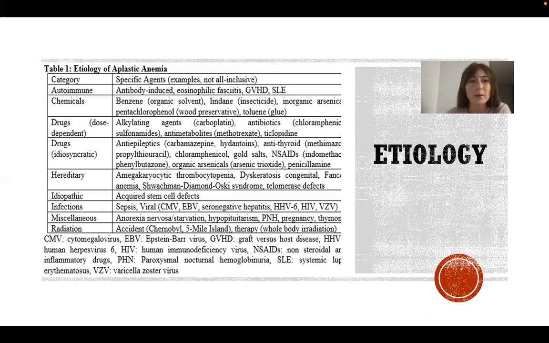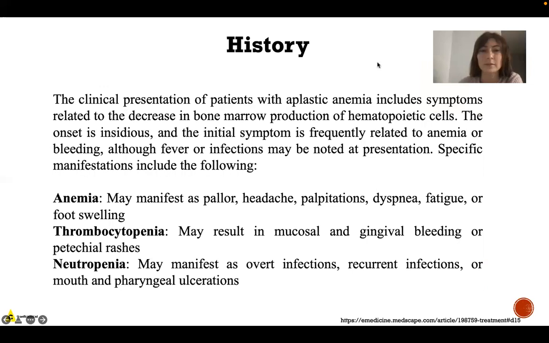Etiology includes autoimmune factors, chemicals, drugs, hereditary and idiopathic factors, infections, and radiation. The clinical presentation of patients with aplastic anemia includes symptoms related to the decrease in bone marrow production of hematopoietic cells. The onset is insidious, and the initial symptom is frequently related to anemia or bleeding. Also, fever or infections may be noted as presentation.